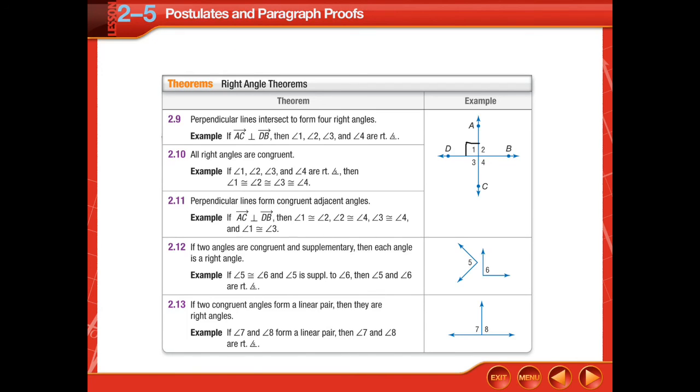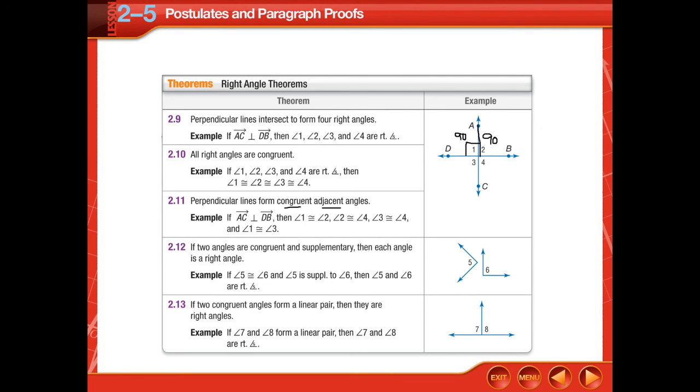We also know, since all right angles are 90 degrees, that all right angles are congruent. We know that perpendicular lines form congruent adjacent angles because if this is 90 degrees, then these are 90 degrees, which means that they are congruent, and adjacent means that they are next to each other and share that line. If two angles are congruent and supplementary, then each is a right angle.